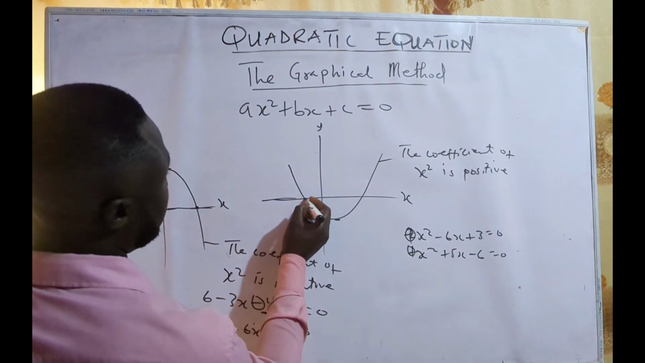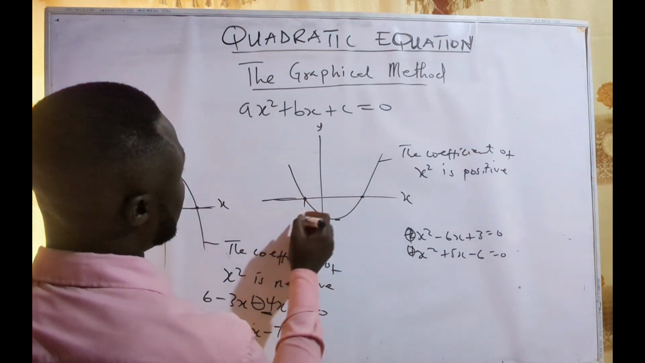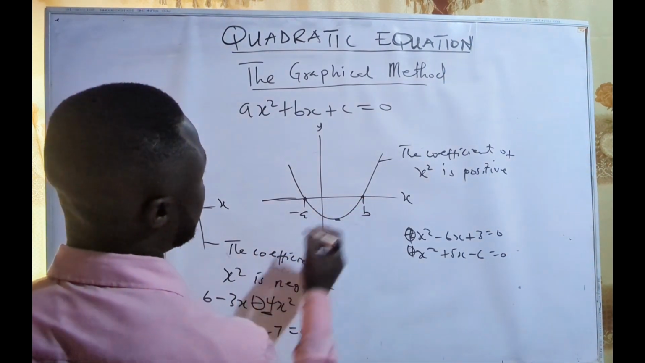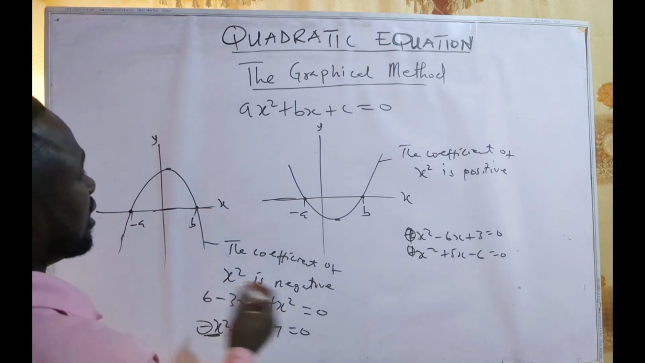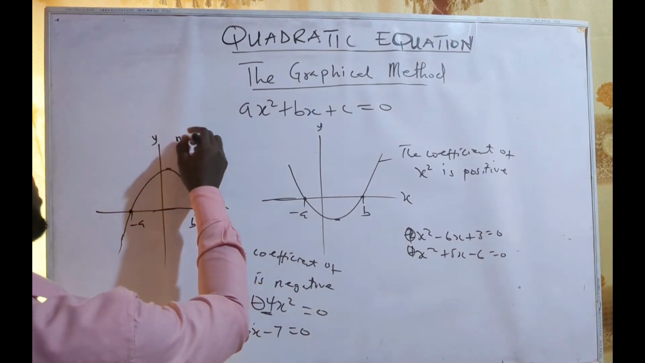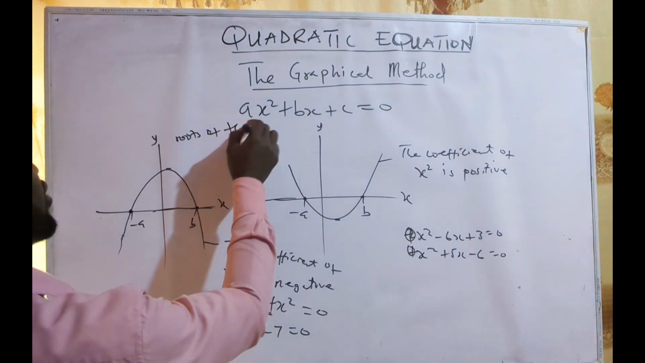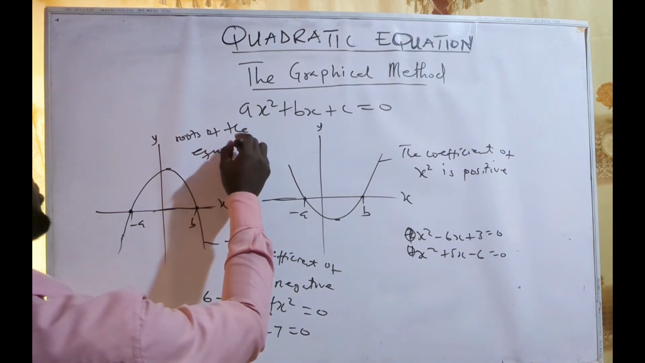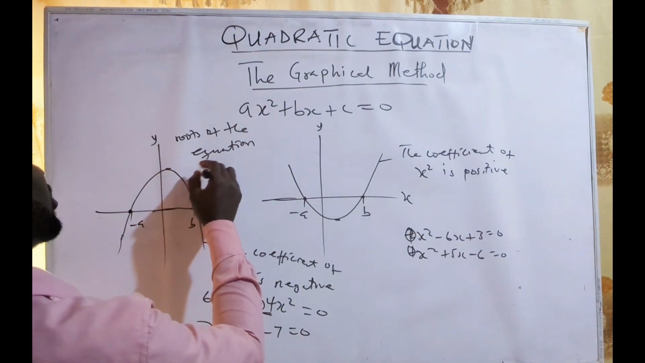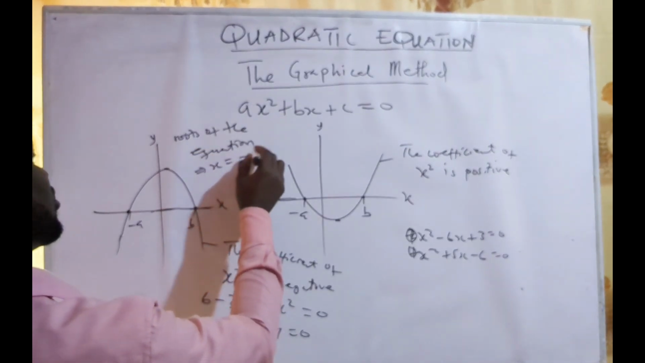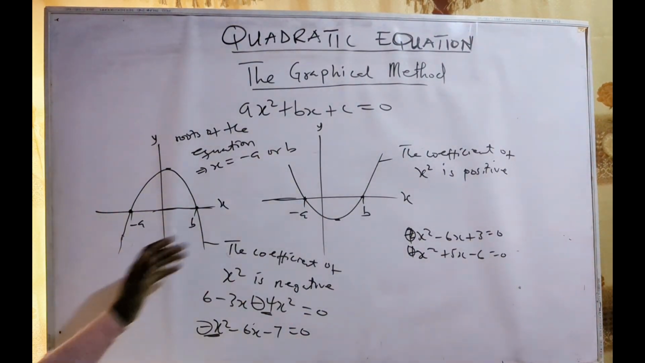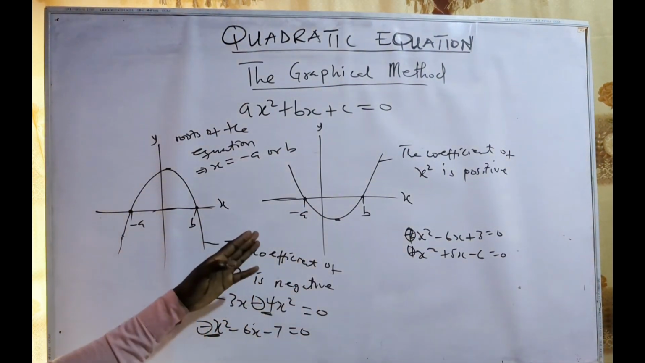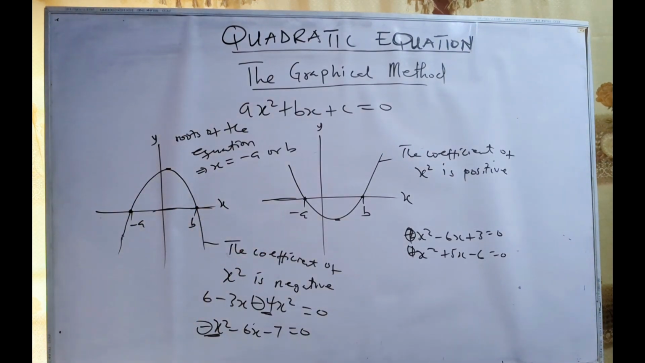So here the roots, let's say here is negative a and here is positive b. Then the root of the equation is going to be x is equal to minus a or b, according to the example that I've used there. So that will become the root of the equation.